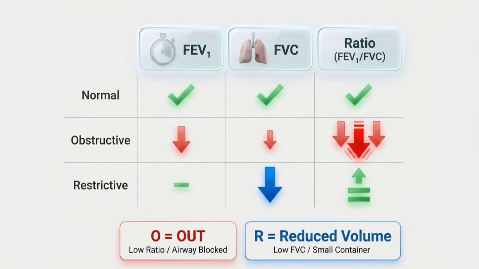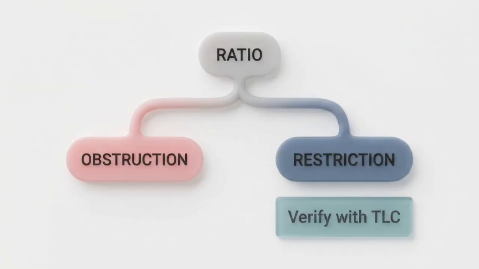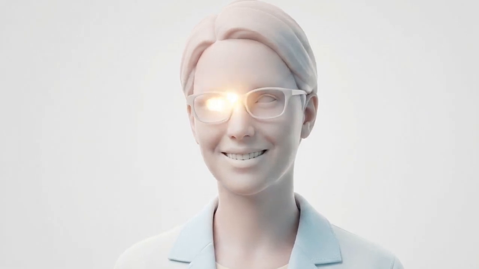The mnemonic O is for out represents obstruction, dropping the ratio, while R is for reduced volume represents restriction, dropping the FVC while preserving that ratio. Ratio first. If it is low, think obstruction. If the ratio is normal but the FVC is low, consider restriction and check the TLC. This approach functions like a systematic ECG interpretation, providing a repeatable protocol that converts complex pulmonary data into specific clinical findings.